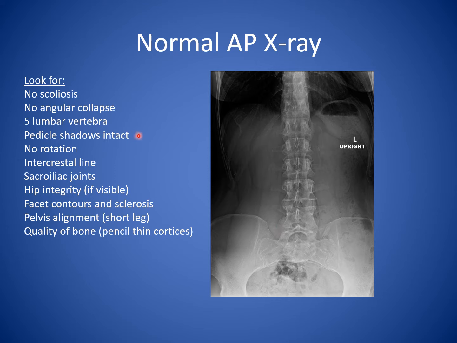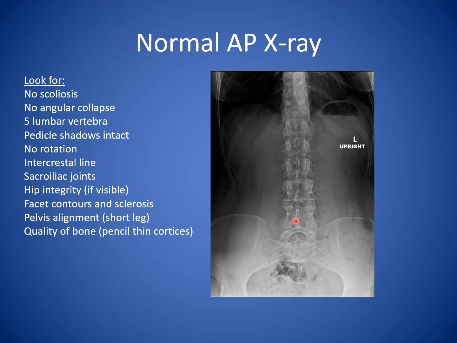You want to look for pedicle shadows. So you want to look at these, what some people will call eyeballs, and you want to make sure these are intact. You want to look for rotation. Are the vertebrae normally aligned or are some rotated compared to others? We'll discuss how to do that in the later portion of this lecture.